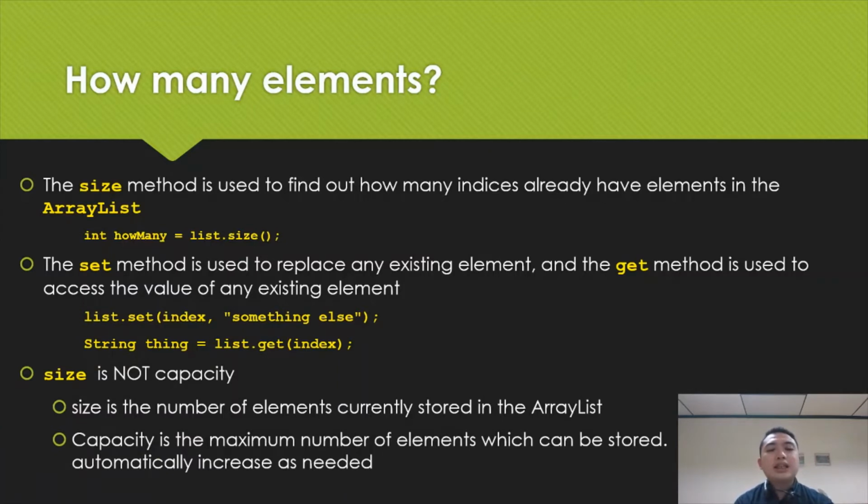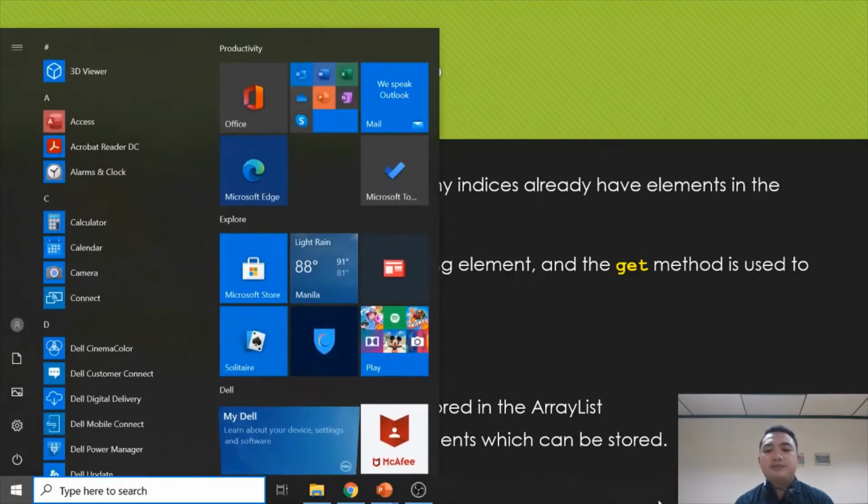So the size is not the capacity. Size is the number of elements currently stored in the array list. So it's not the capacity. It's only the current number of elements in the array.